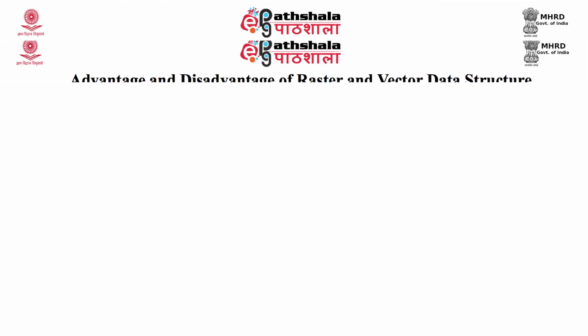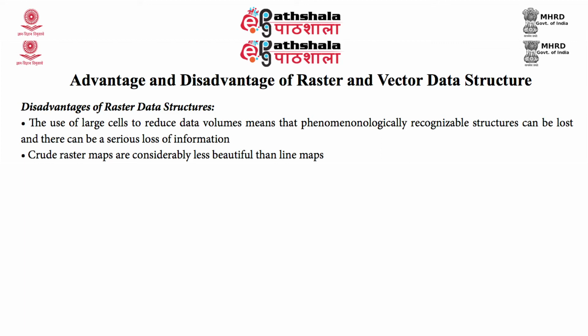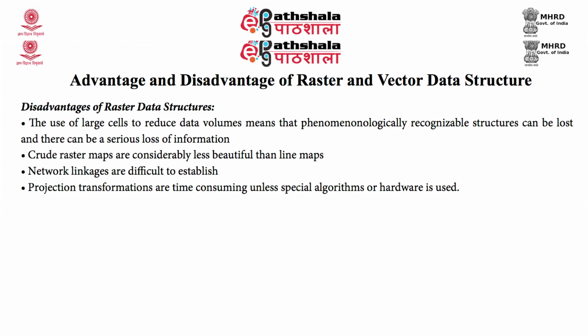But when we look into the disadvantages of raster data structures, the use of large cells to reduce data volumes means that phenomenologically recognizable structures can be lost and there can be a serious loss of information. Crude raster maps are considerably less beautiful than line maps, and network linkages are difficult to establish. Projection transformations are time consuming unless a spatial algorithm or hardware is used, as in vector data structures.